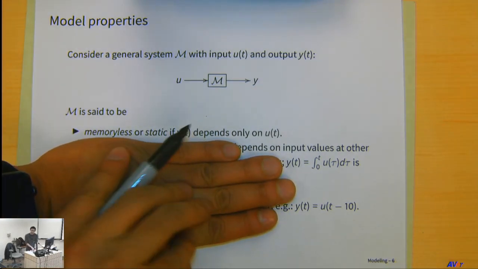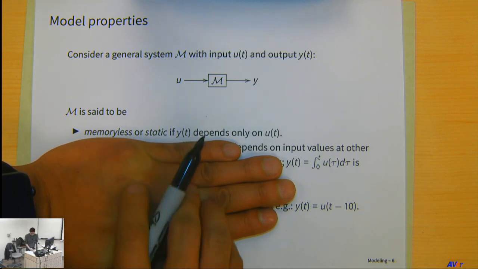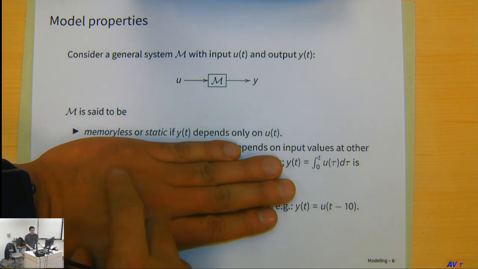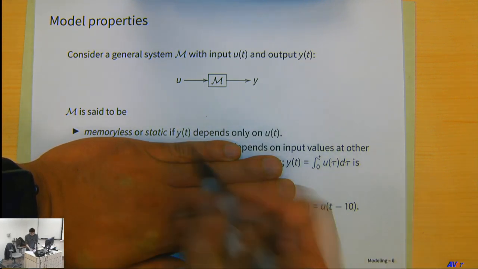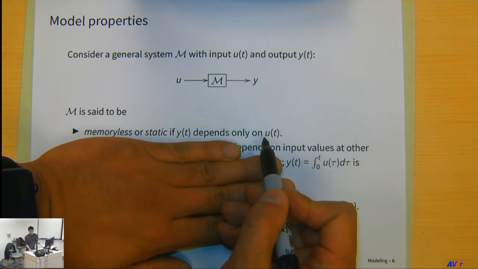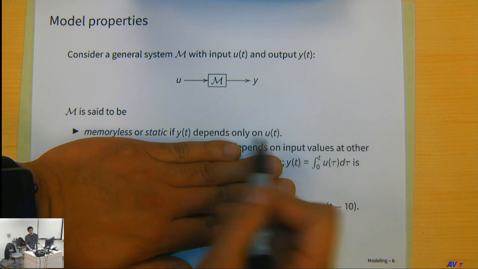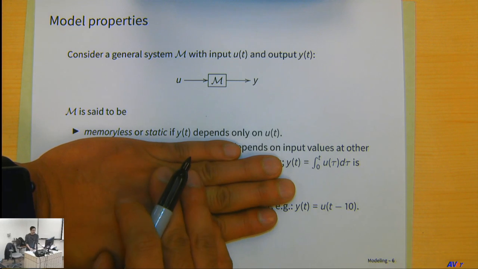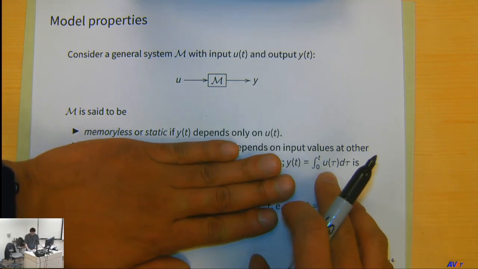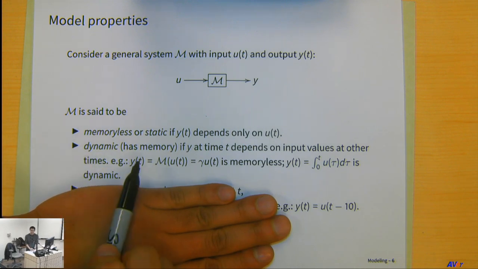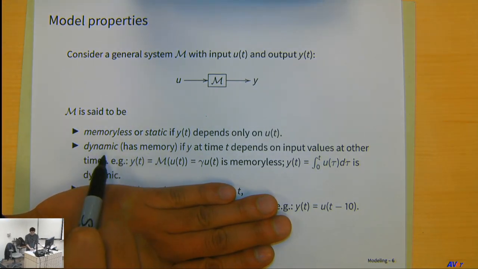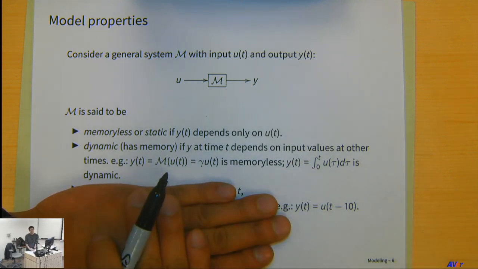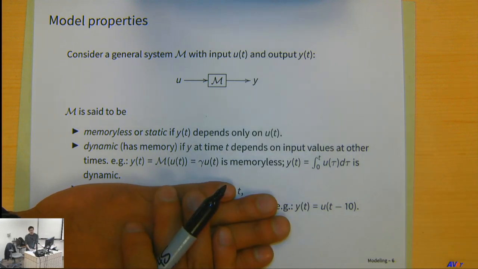A model is said to be static or memoryless if the output y depends on the input u just at the current time. So y(t) depends only on u(t). It doesn't depend on u(t-1), u(t-2), just u(t). So this is a static system. It's like y equals 3x. It's just fixed, right? It's static. This is in contrast to dynamic systems, which is our focus here. Dynamic systems are systems, roughly speaking, that have memories. I remember what happened yesterday. You remember what happened last quarter, right?